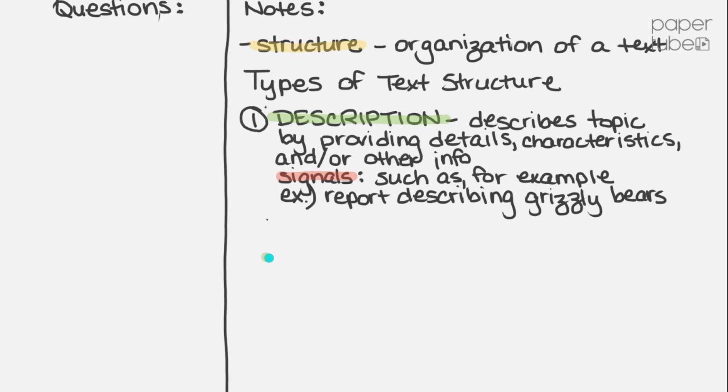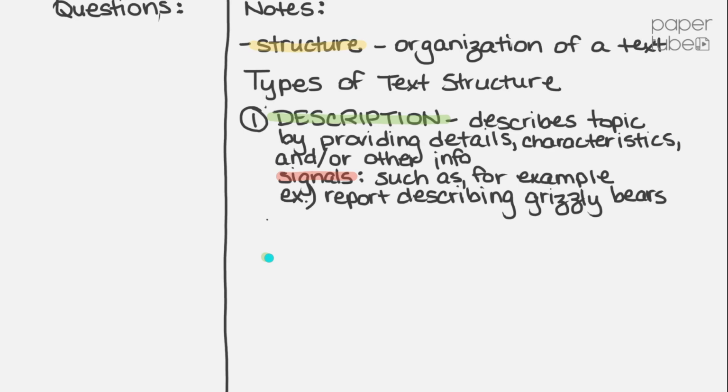So some signals to watch out for: phrases like such as or for example. You could also look to see if the text is filled with a lot of descriptive details that are helping you imagine the topic in some way.